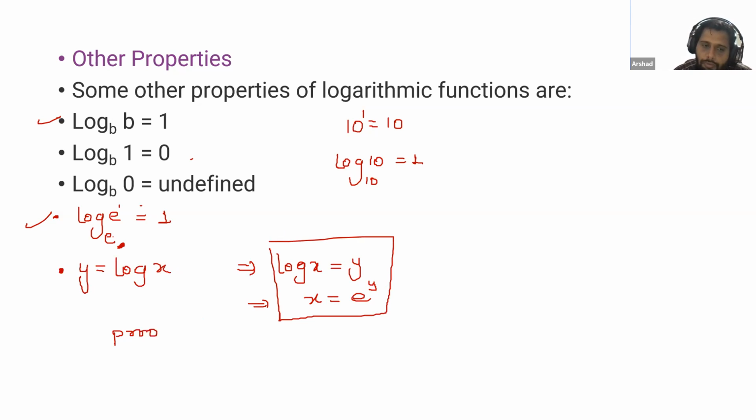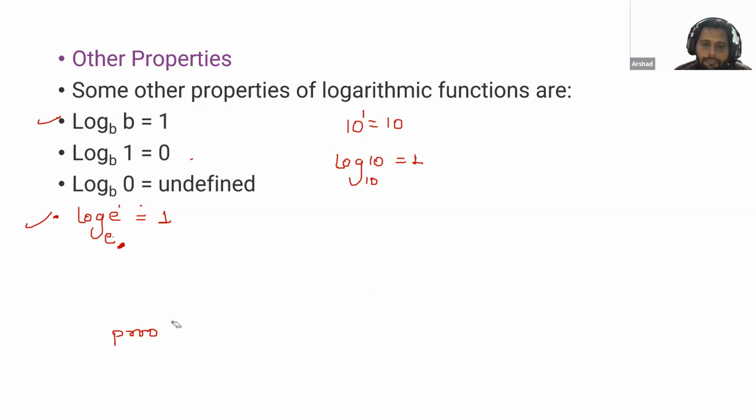This is a very important property, or I will write it this way: log x is equal to y, then x is equal to e raised to the power y. Please check here. Here no base is given. That's why we are taking the base as e. So x should be e raised to the power y.